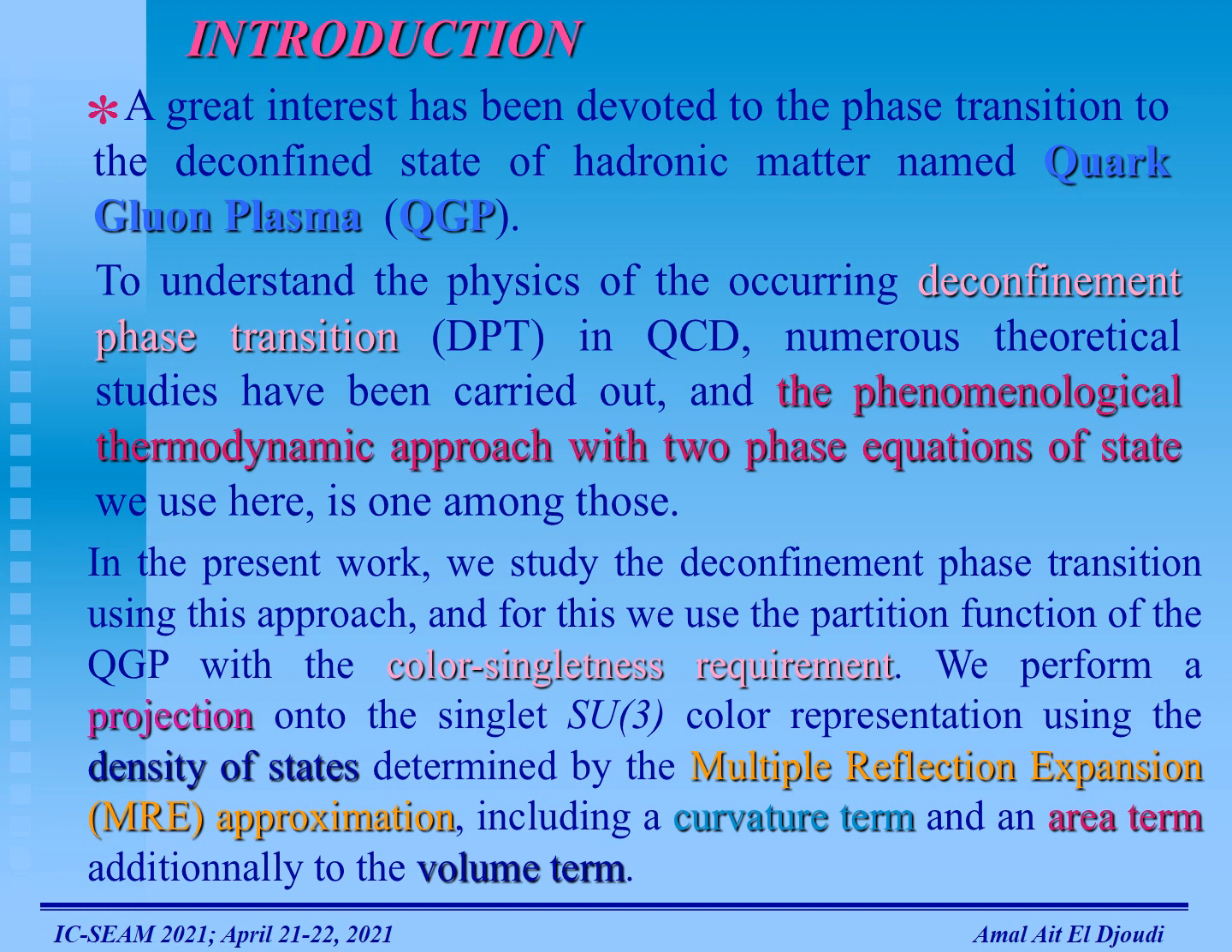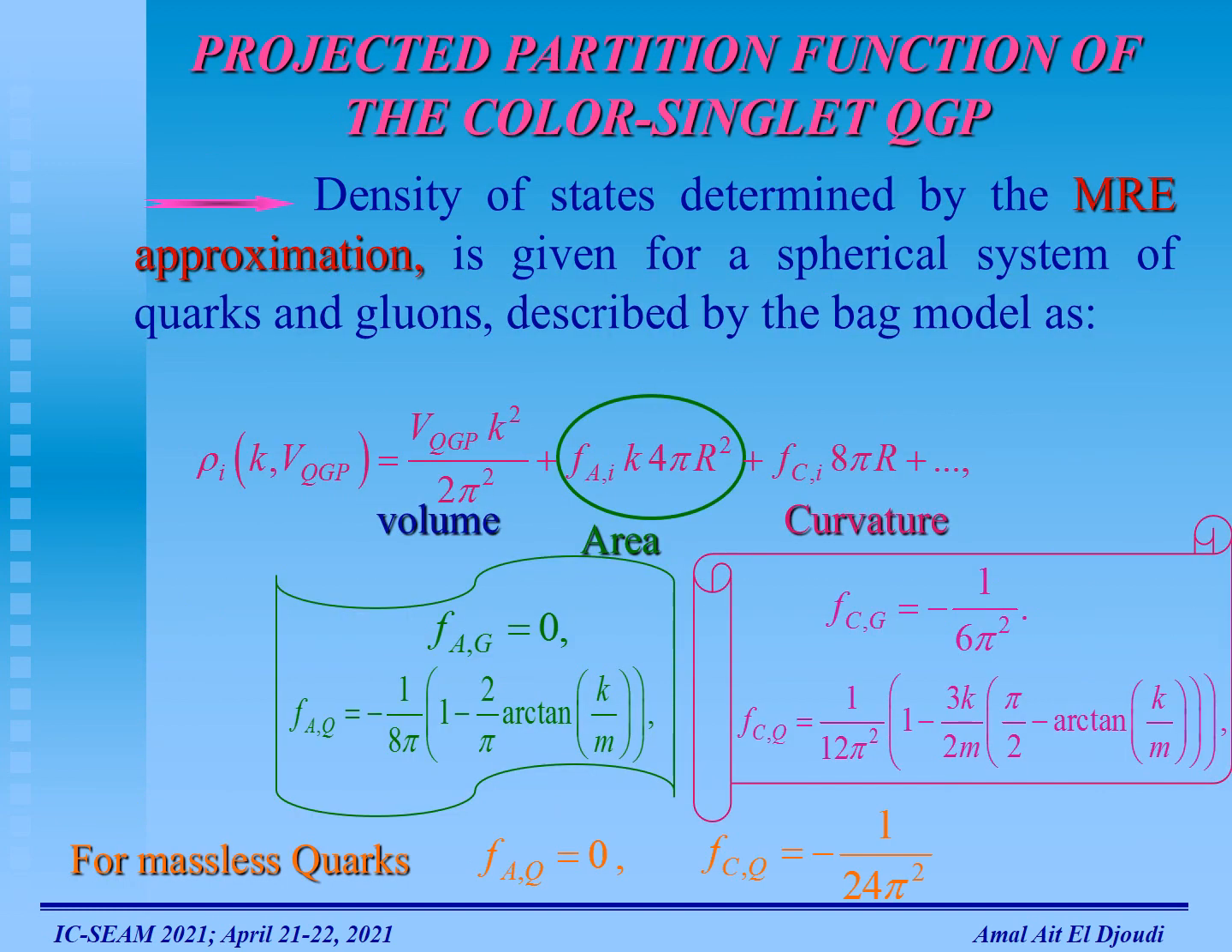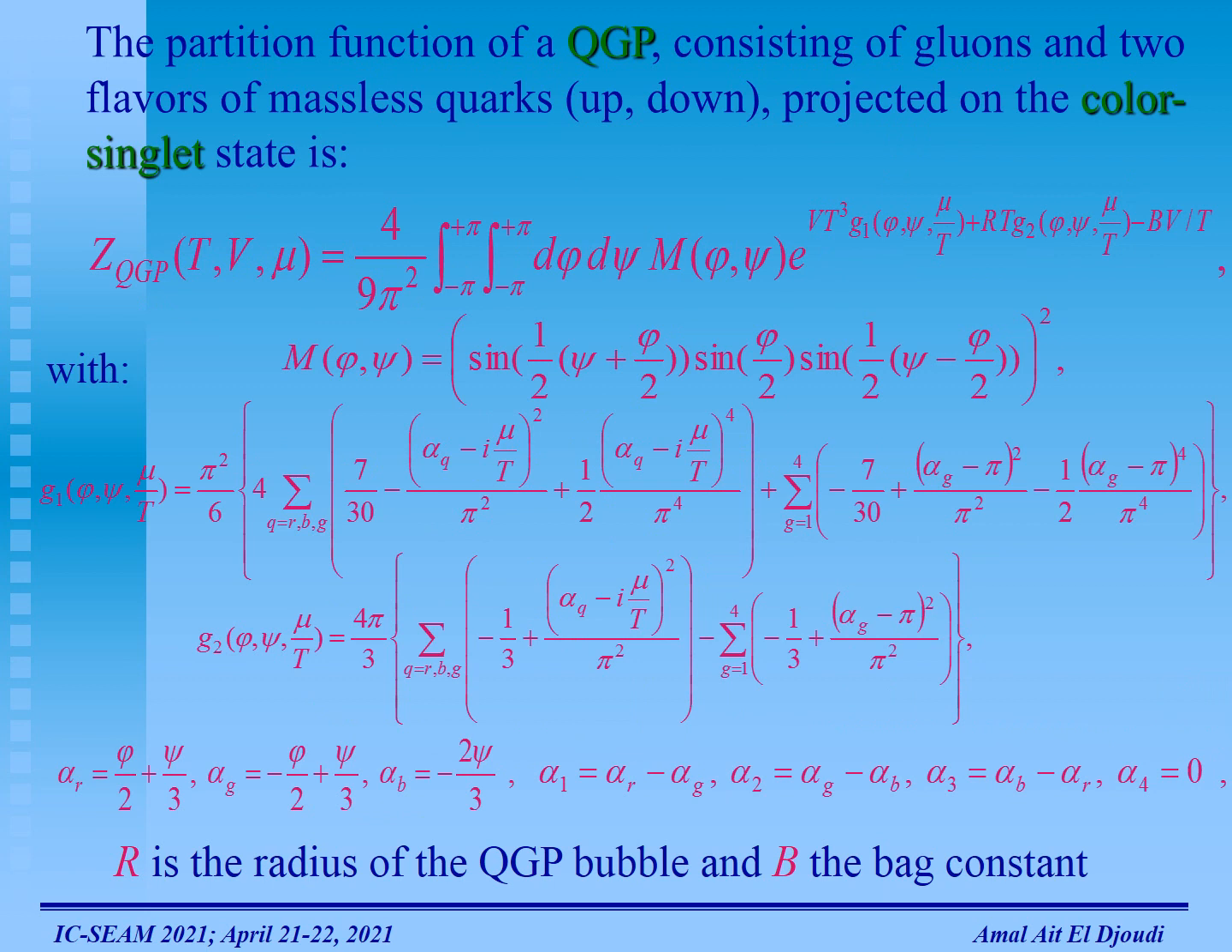We perform a projection onto the singlet's color representation using the density of states determined by the multiple reflection expansion approximation, including a curvature and an area term additionally to the volume. Such a density of states is given by this expression, and we notice that we consider massless up and down quarks, and then in this case the area term is vanishing. The partition function of such a QGP is then given as follows.